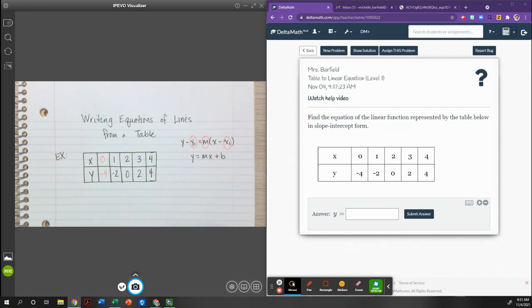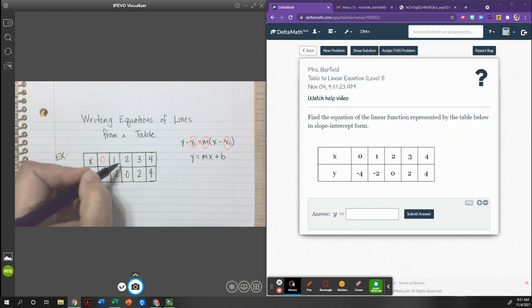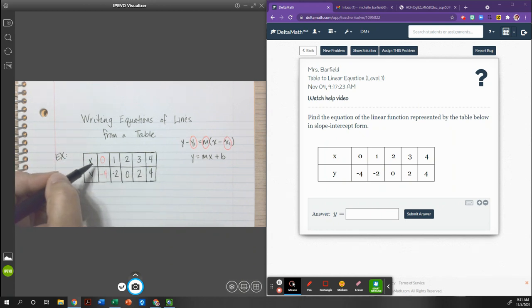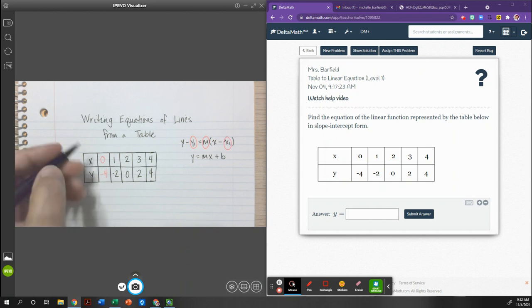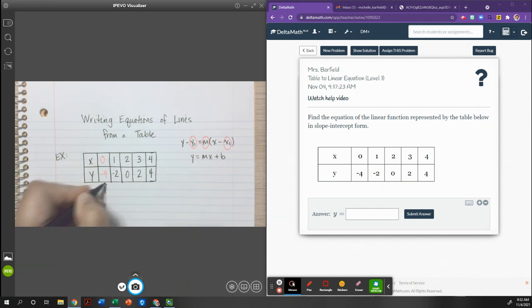Why can I do that? It's this point right here that I've put in pink. If you look across the x row, and it doesn't matter if it's a column or a row, however your table is set up, this 0 is the y-intercept. It is the point (0, -4).